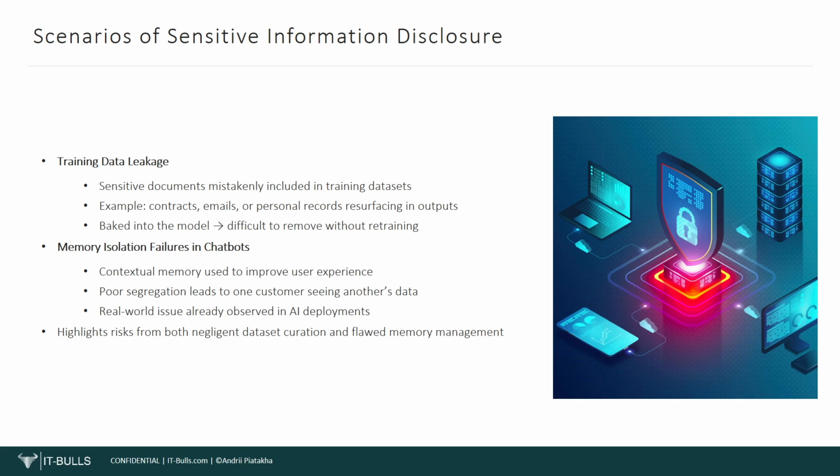Beyond this, there are other practical scenarios we should consider. One is customer support assistants leaking data through contextual memory. If the chatbot is designed to remember past conversations to be more helpful, but it fails to segregate users properly, one customer could receive details that belong to another. This is essentially a memory isolation failure, and it has already been observed in real-world AI deployments.